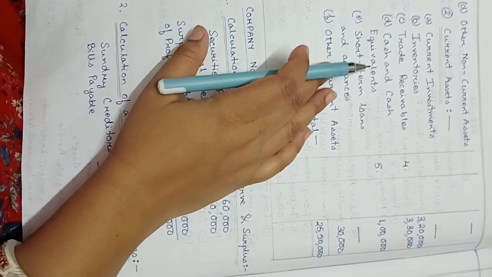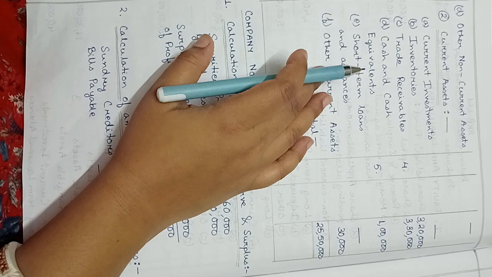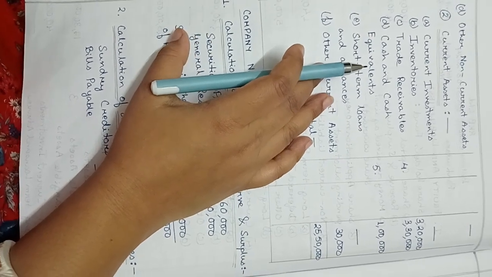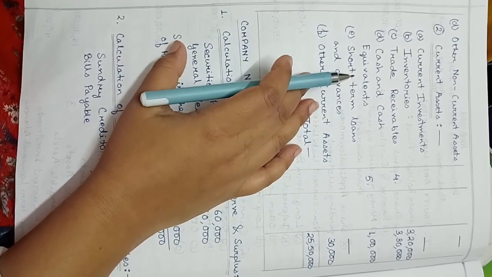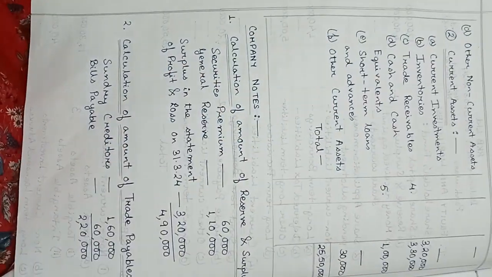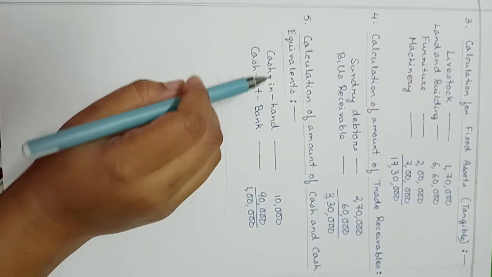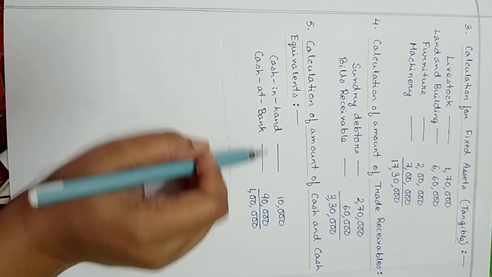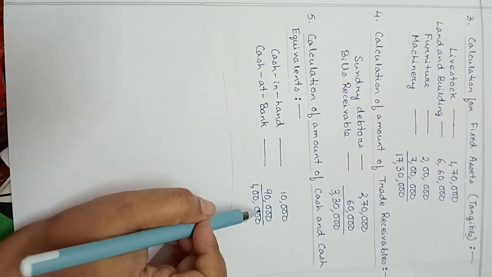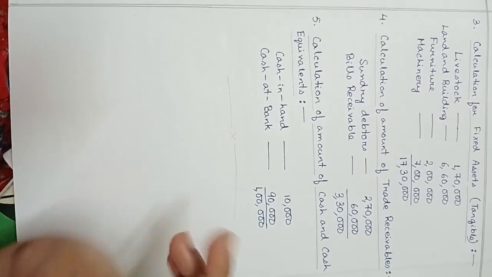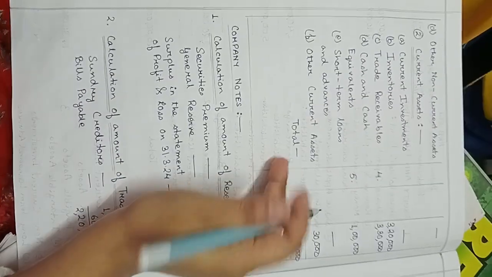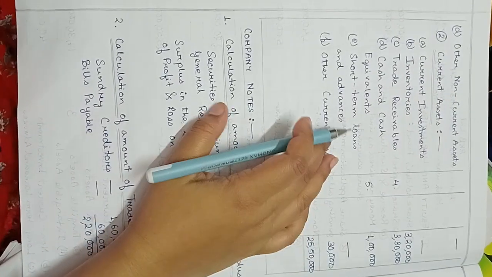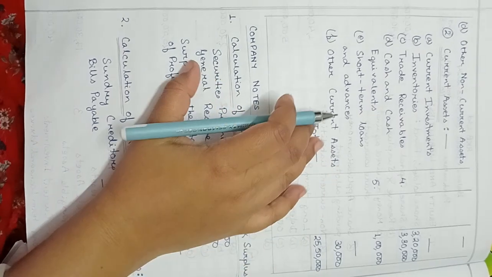Now come to cash and cash equivalents, which is cash in hand and cash at bank. Refer to note number 5. You see here cash and cash equivalents, it is cash in hand 10,000, cash at bank 90,000, which is equivalent to 1 lakh. So see here cash and cash equivalents is 1 lakh.